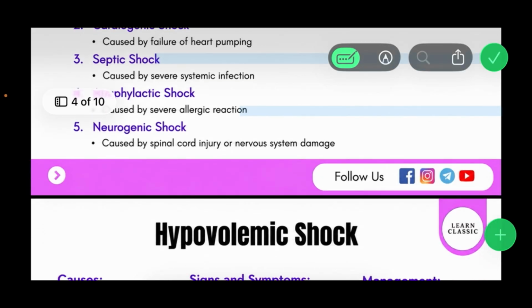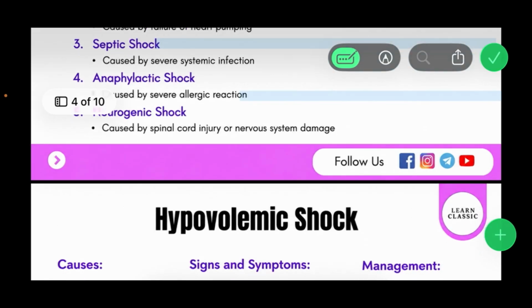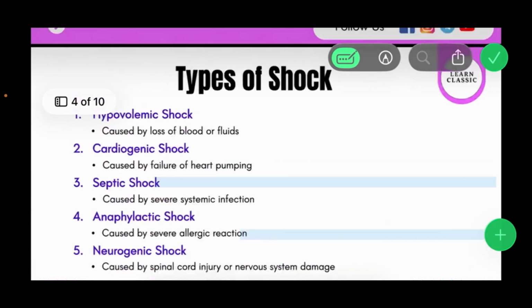Then coming to the last one, that is neurogenic shock. It is caused by spinal cord injury or nervous system damage. That is, neurogenic shock occurs due to damage to the brain or spinal cord. What does it cause? It causes loss of nerve control over blood vessels. So this leads to a sudden drop in blood pressure or poor circulation. An example is a person with a severe spinal cord injury after a fall or accident who may develop neurogenic shock, right? Because the nervous system cannot control blood vessel tone properly.